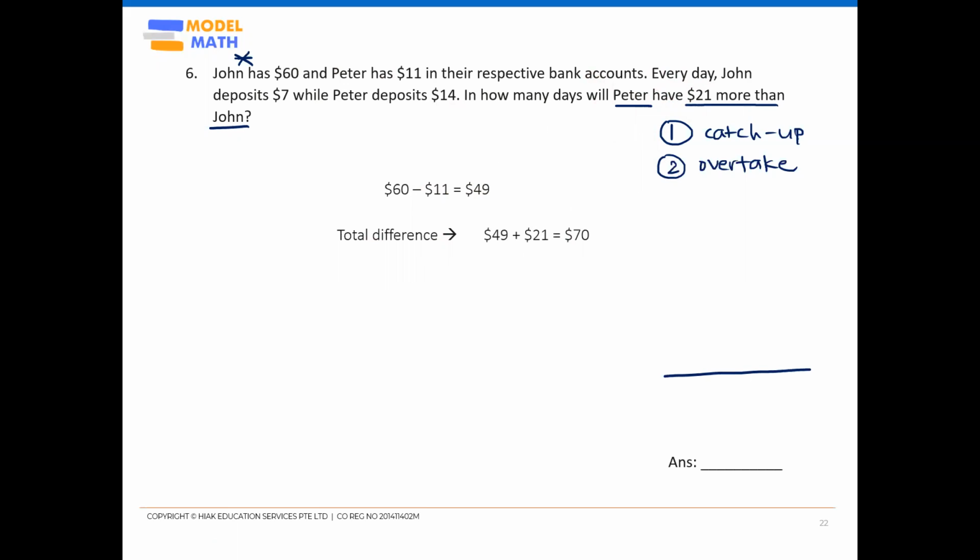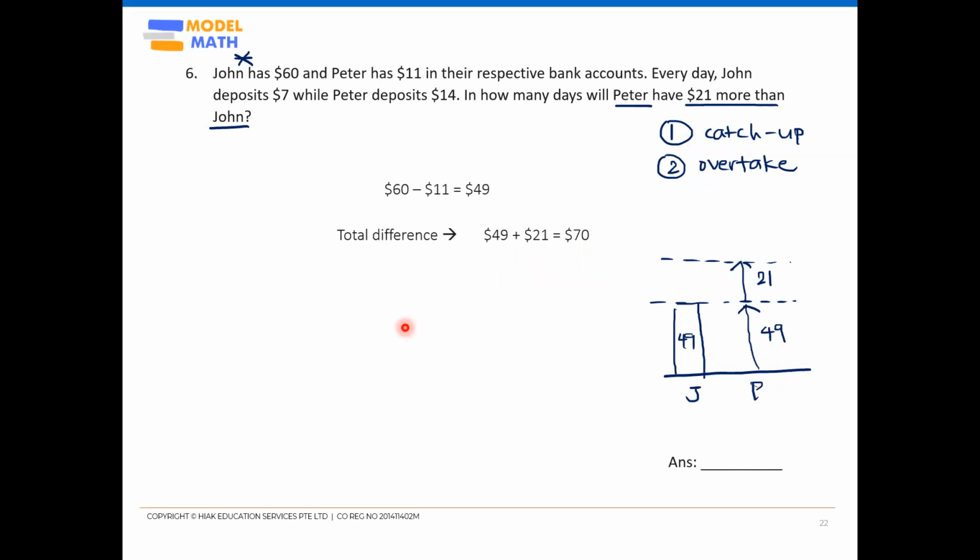Maybe I'll just draw a diagram to illustrate what's going on. So you have John, you have Peter. This is the initial difference. Sorry, not $60, let me erase that. It's a $49 difference between the both of them. So in order for Peter to reach the same level as John, he needs to catch up by 49. But later on, he needs to overtake by an extra 21 in order to reach this height here. He needs to have 21 more than John subsequently. So can you see, altogether, he needs to catch up by $70 in order to achieve his target.